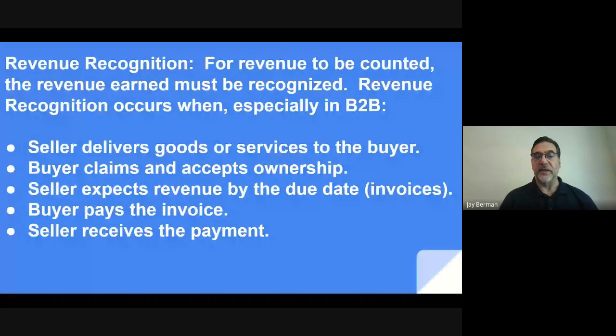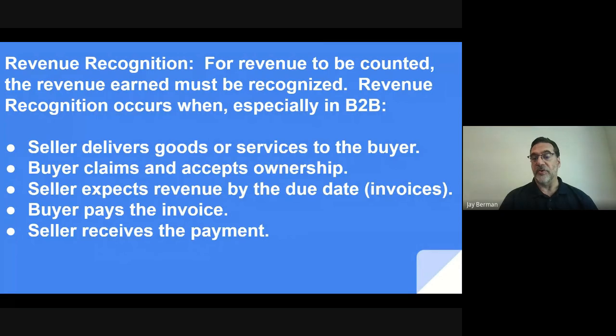So when the seller delivers goods or services to the buyer, the revenue is recognized, whatever the value of those goods and services are. The buyer claims and accepts ownership of the goods. The seller expects payment by the due date. So if you're in a B2B situation, you're going to be issuing invoices. In all likelihood, you're going to be delivering goods and services, and then you're going to be paid later.